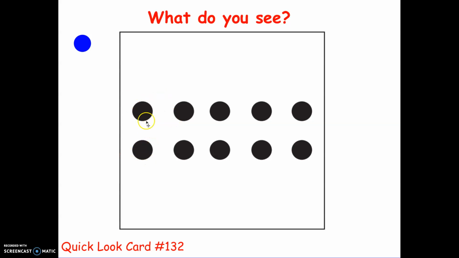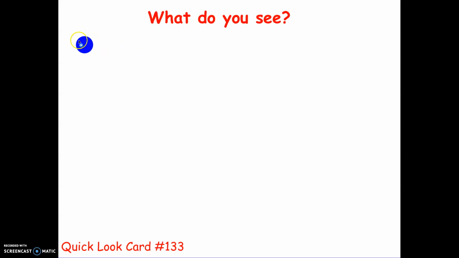Or you could also think of this as 2 times 5 is 10. Or 5 groups of 2, 5 times 2 is 10. And the next one and last one. What did you see? And how did you see it?